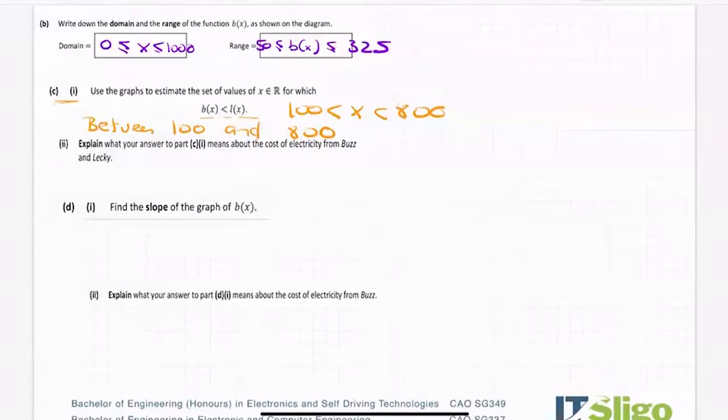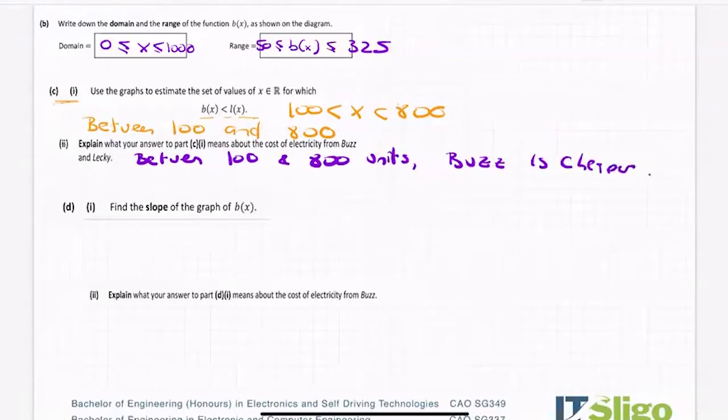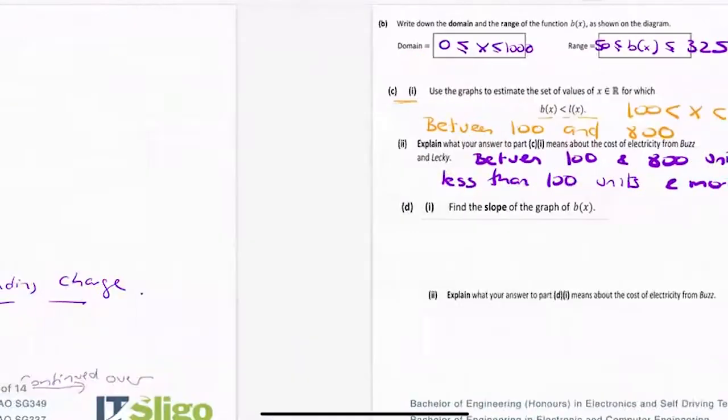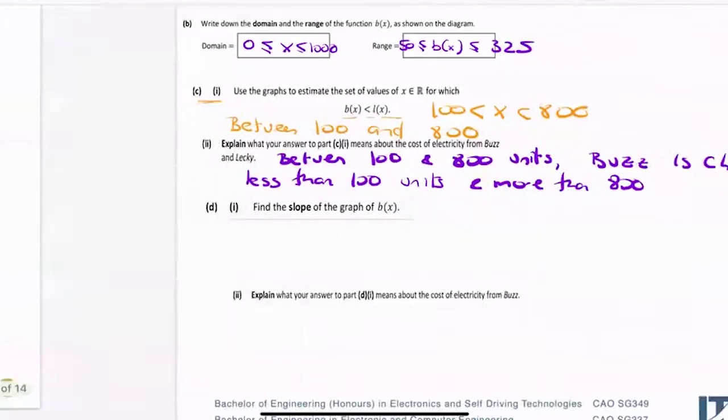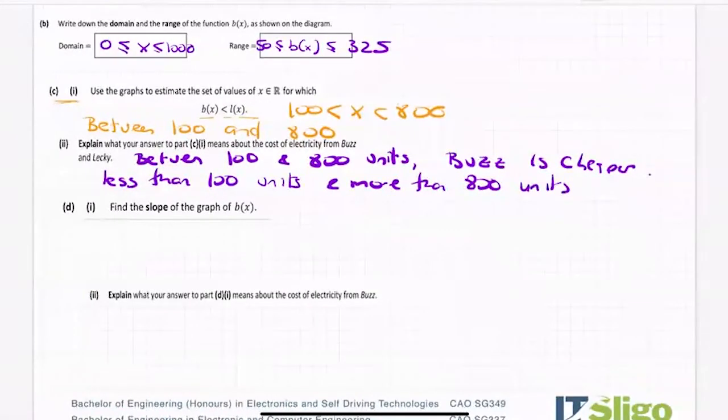So explain what your answer means about the cost of electricity from Buzz. Between 100 and 800 units, Buzz is cheaper. Less than 100 units and more than 800 units, and I'm getting the word units from here, Lecky is the cheapest.